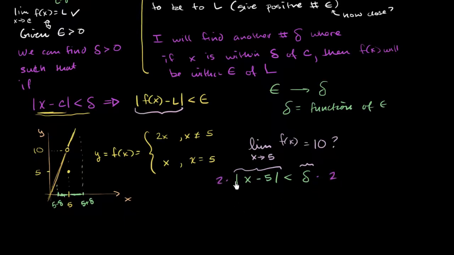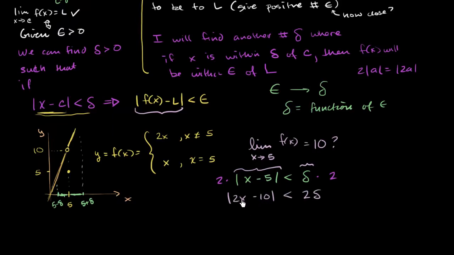And 2 times the absolute value of something is the same thing as the absolute value of 2 times that thing. If I were to say 2 times the absolute value of a, that's the same thing as the absolute value of 2a. So on the left-hand side right over here, this is just going to be the absolute value of 2x minus 10. And it's going to be less than, on the right-hand side, you just end up with a 2 delta.